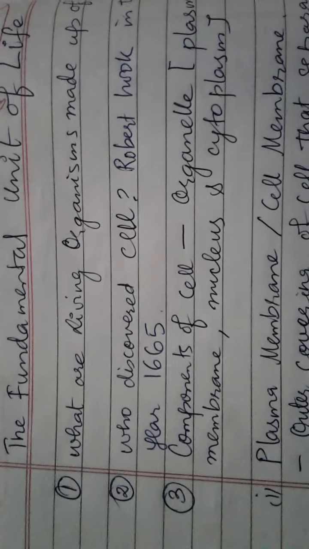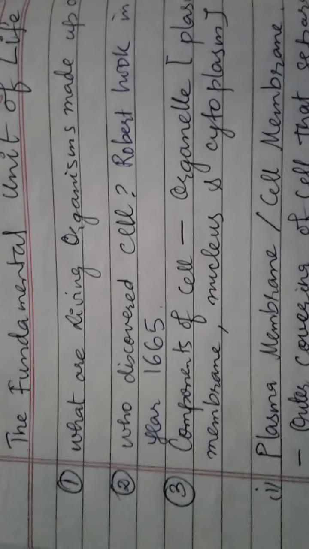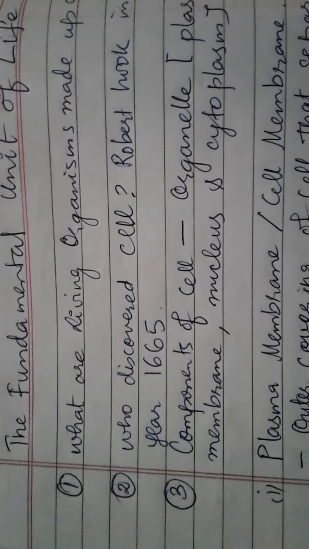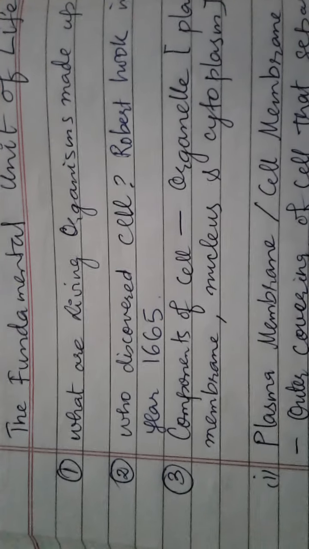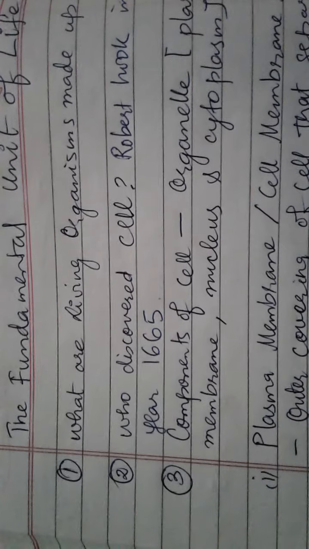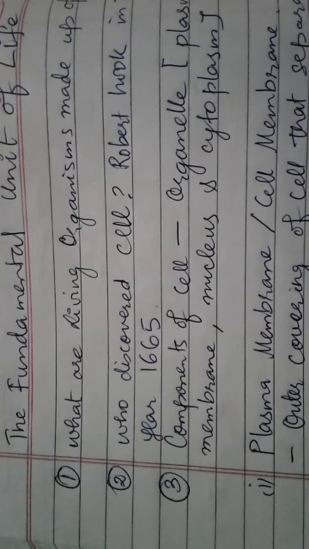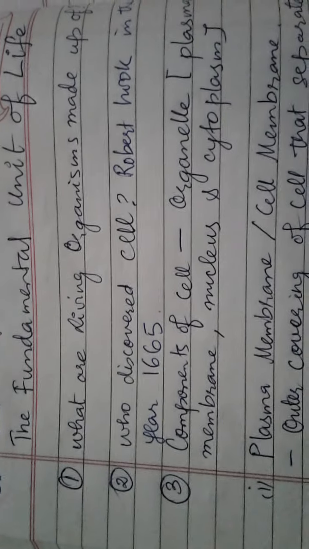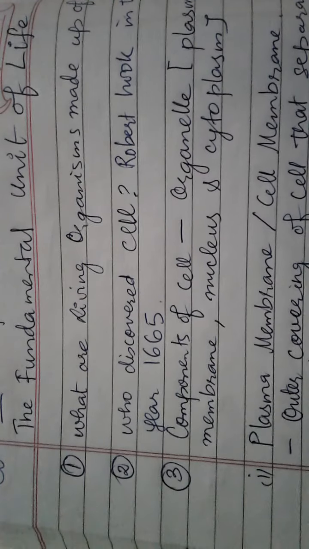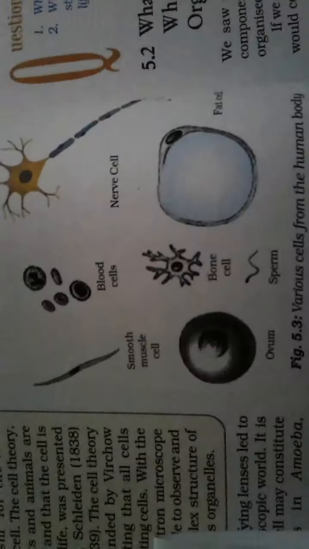Now, we know very well that a building is made up of bricks. Similarly, when cells group together to perform a specific function, they form tissues. Different types of tissues which perform specific functions group together again and form organs. So we find that the cell is known as the fundamental and structural unit of life.